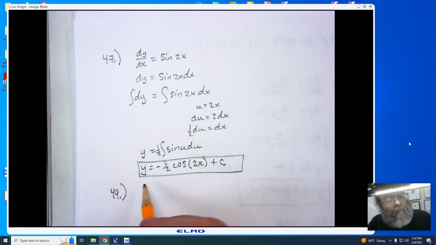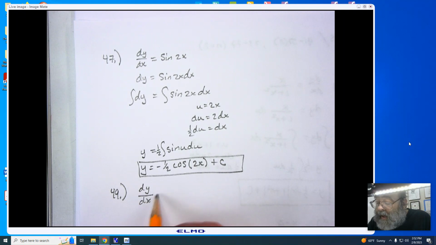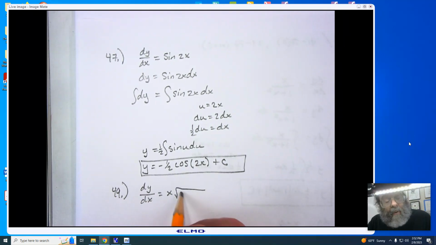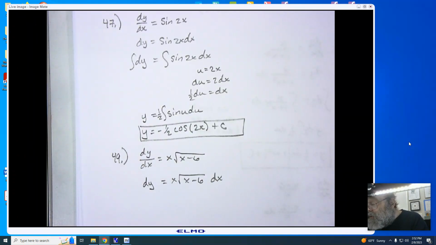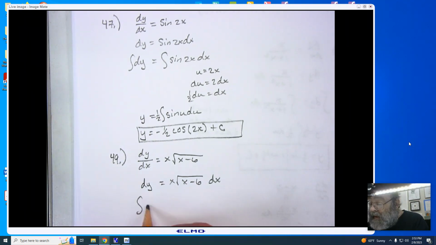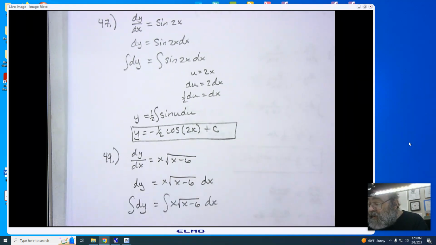In number 49, we're now working with radicals. We saw this one very recently in a worksheet that I gave you where we were working with a slope field. If you need to, I would recommend you go back and take a look. Alrighty, we're now going to write it as dy equals x times the square root of x minus 6 dx, and it leads to our integration of dy and the integration of x square root x minus 6 dx.